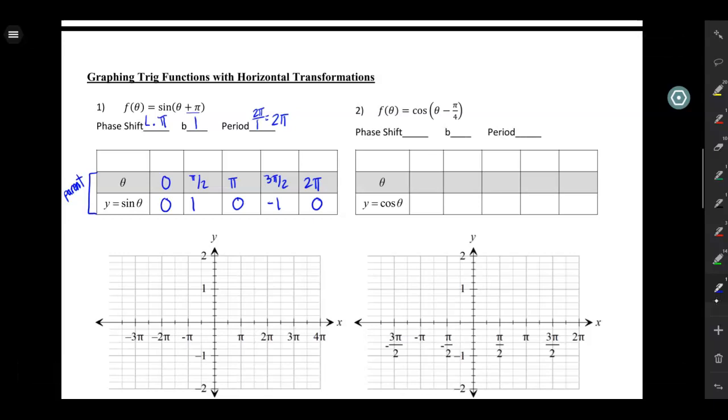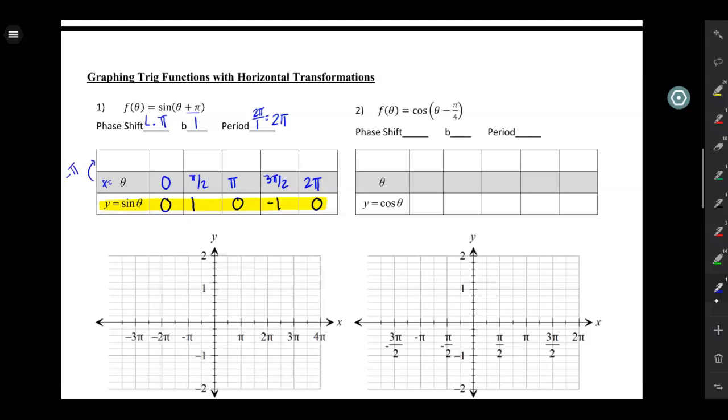So since all we're dealing with is horizontal shifts, so we're shifting left and right, and maybe we're squishing it horizontally, we're actually not going to change the y values. So these y values that I just wrote down are going to be the final y values that I graph in my graph below. What I am going to do is I'm going to be changing my theta values. Remember, my theta is related to my x. And the way I'm going to change them is I'm going to look at the phase shift. So in this case, the phase shift says I'm moving left pi, which means that I need to subtract pi from all of my theta values.